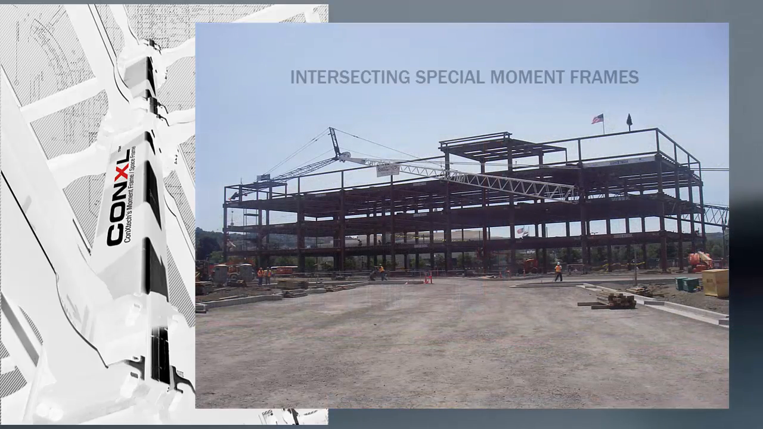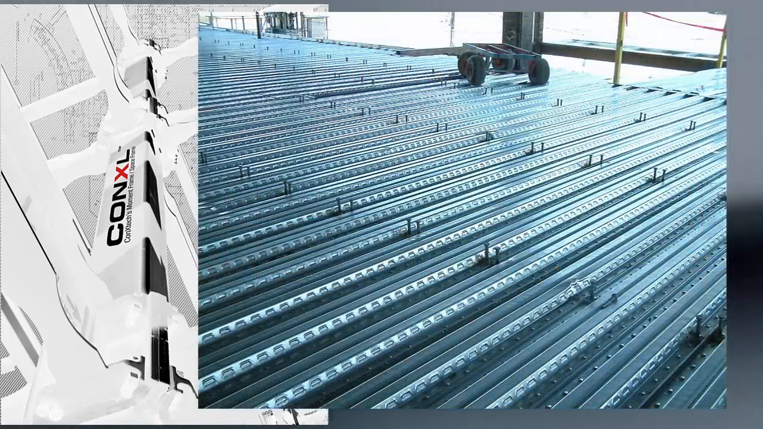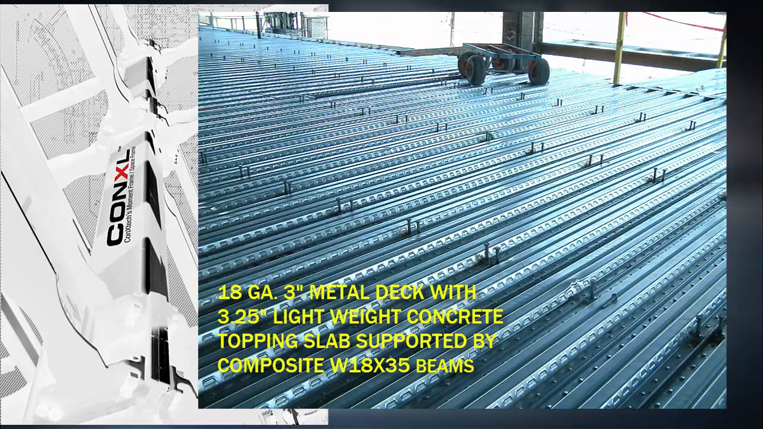For the frame, we will use intersecting moment frames at every level using HSS 16 by 16 by 5/8 concrete filled columns and 21 by 62 reduced beam section moment beams about each axis. For the floor, we'll use an 18-gauge 3-inch metal deck with a 3.25-inch lightweight concrete topping supported by composite floor beams.